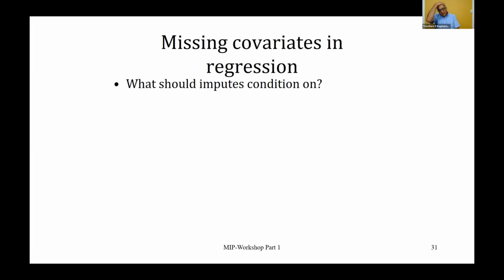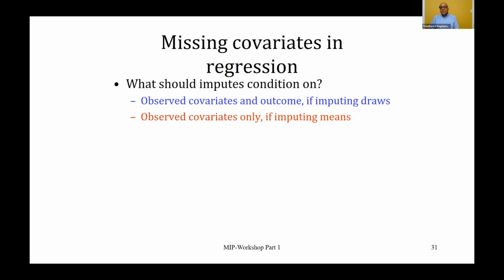Now, this is a common question we get. I am interested in regression analysis. What should imputation condition on? It should be the observed covariates and outcome if imputing draws, and observed covariates only if you are imputing conditional means.